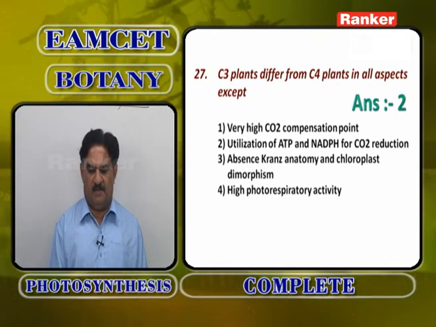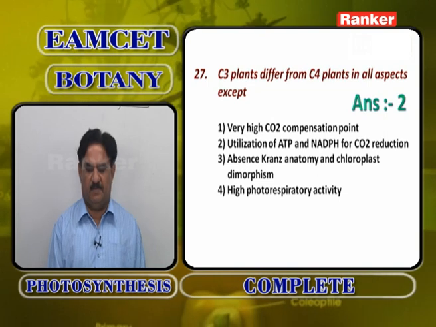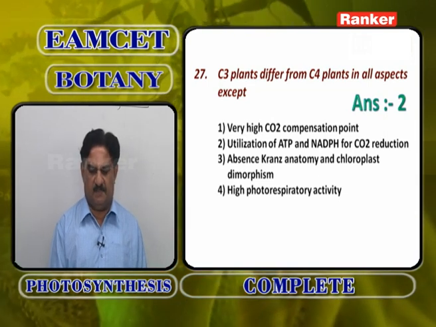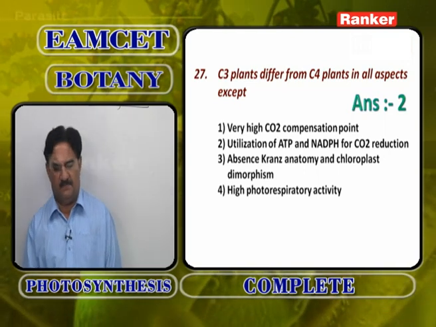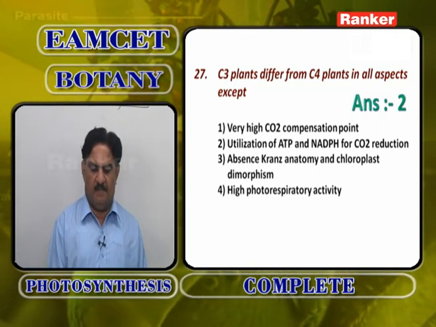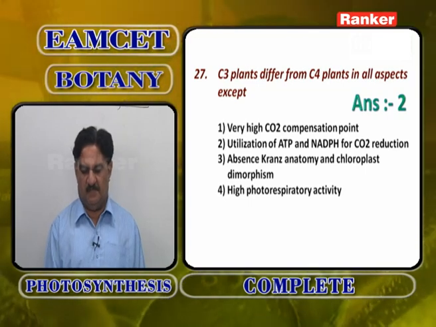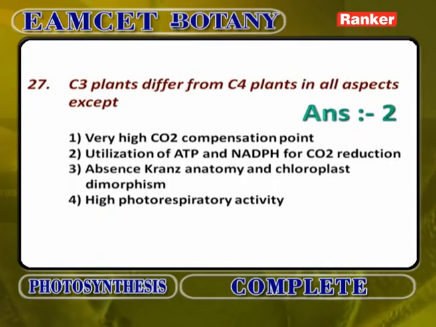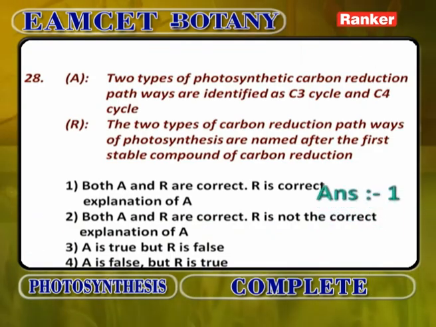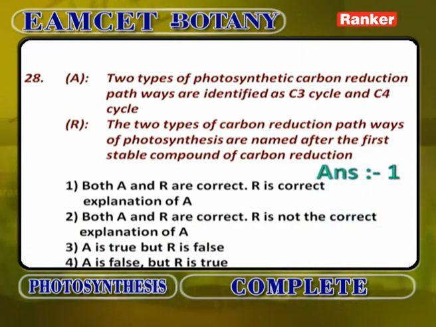Absence of Kranz anatomy and chloroplast dimorphism is found in C3 plants but present in C4 plants. High photorespiratory activity is found in C3 plants, absent in C4 plants. So the common feature is the ability of utilization of ATP and NADPH2 for CO2 reduction. So the second option. This is an assertion reasoning.